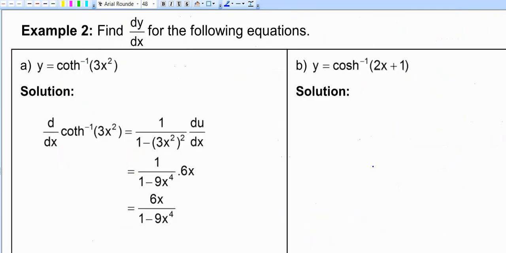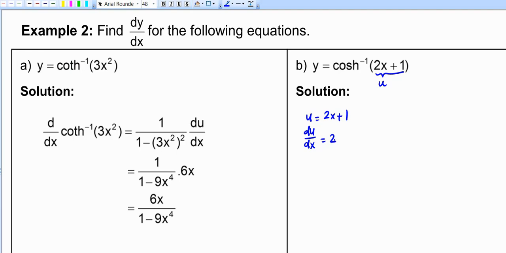Now let's try example 2. Find dy dx for the following equation. Look at B. The question asks you to find dy dx for y equals inverse hyperbolic cos of 2x plus 1. Whatever is inside the bracket, we need to let as u. So find du dx first. u equals 2x plus 1, and then du over dx equals 2.